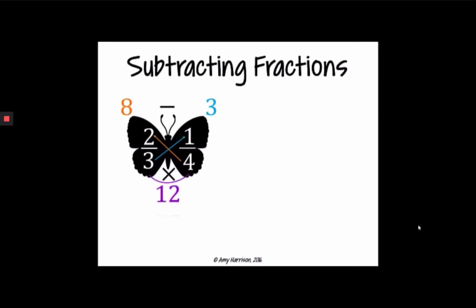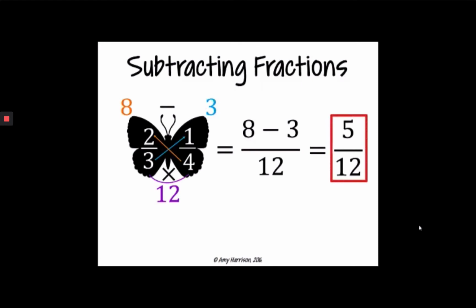When subtracting fractions, all you have to do is subtract the numerators, 8 minus 3, and put them over the common denominator, 12. Since 8 minus 3 is 5, our answer is 5 over 12.